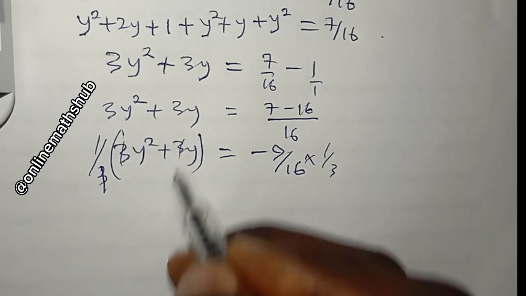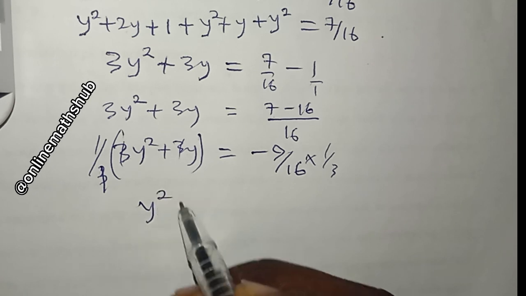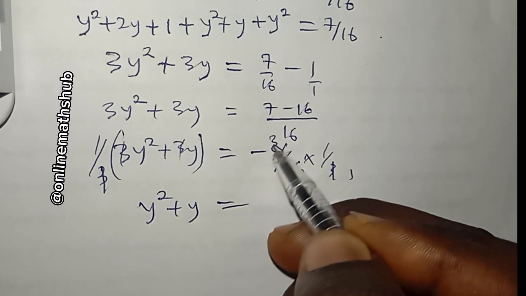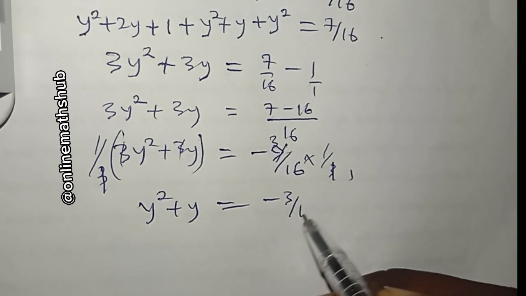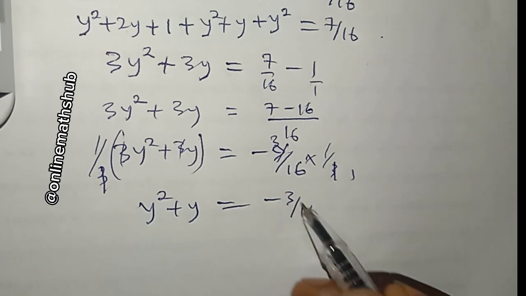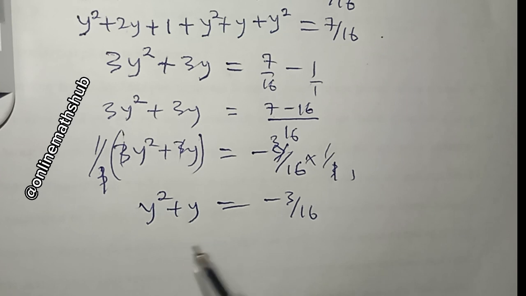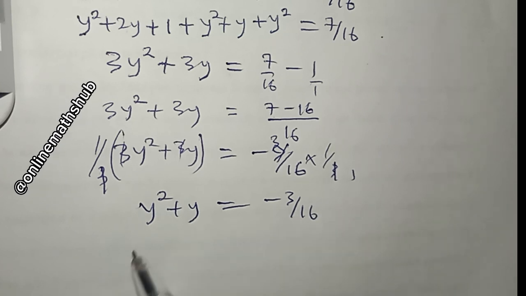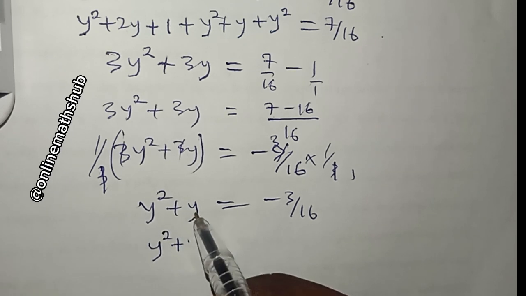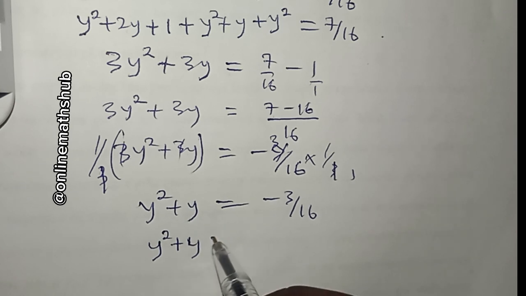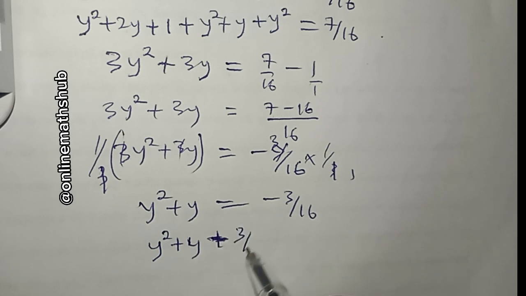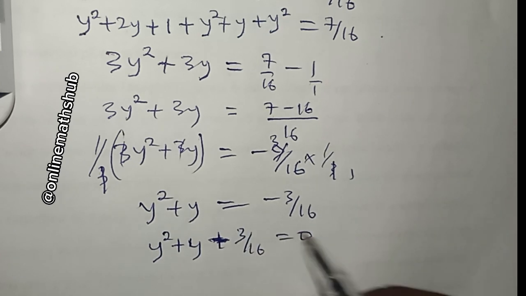So these cancel all of this, then I'm left with x squared plus y squared plus y is equal to 3 here 1, 3 here 3 is equal to minus 3 over 16. Okay, and then of course let me bring this minus 3 over 16 to the left hand side so that I can have a quadratic equation, and of course I want to be having y squared plus y plus 3 over 16 is equal to 0.